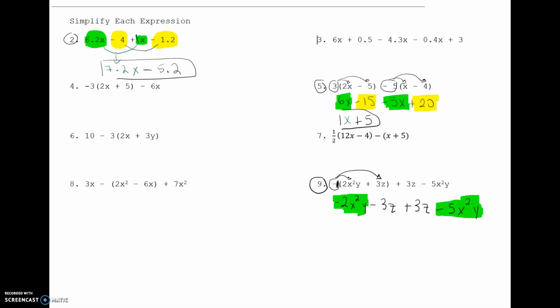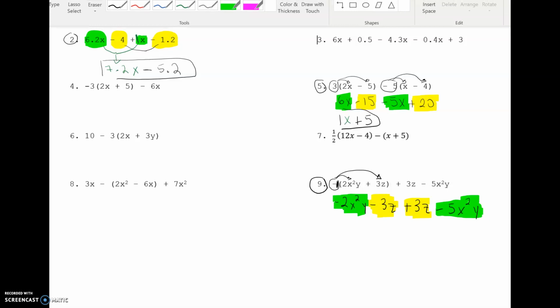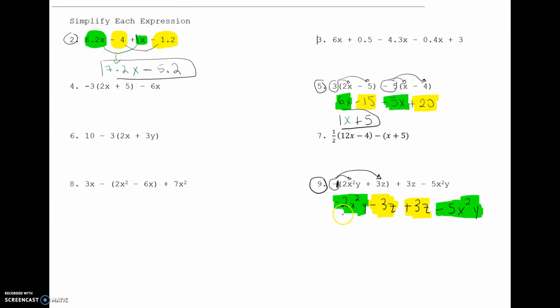Perfect. All right, and then I have my next term, which is that negative 3z. So I need to find another term that has a z, which I have, and that's that positive 3z. So now I'm going to go ahead and do what I've done before, which is combine my like terms. So I have negative 2 minus 5, which is negative 7, and then my variables stay the same.